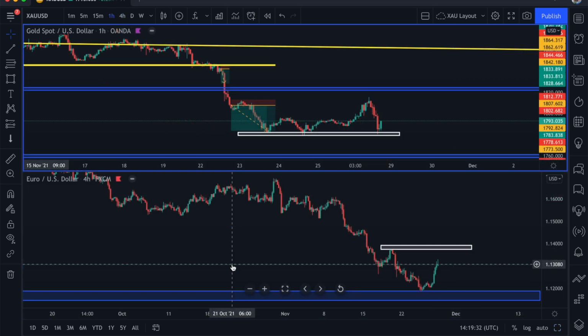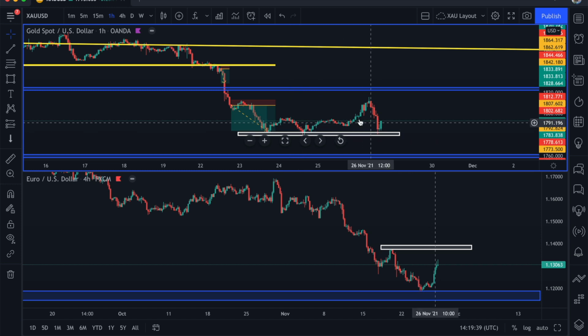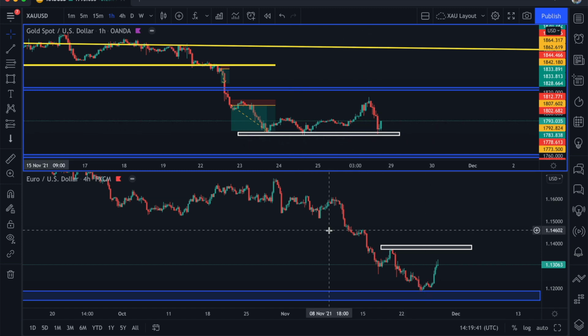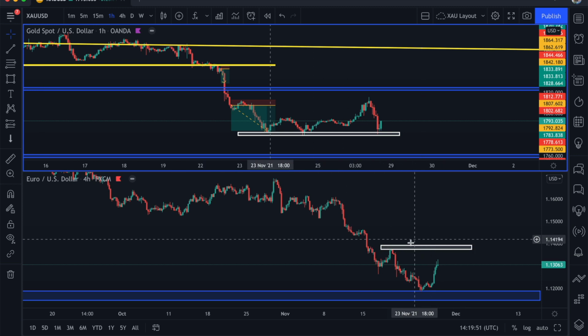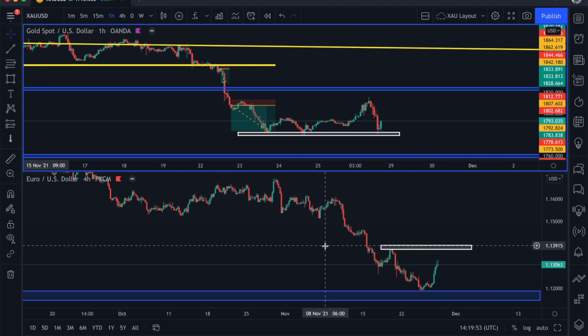So just to summarize my analysis, I am biased to a sell on XAU USD, but we'll need a break below this point here. And then I am biased to a buy on the Euro US dollar. So there is strength in the US dollar, and I believe that's going to continue. Obviously, we just need price to reach certain points in the market in order for me to then go and place a trade. Now, I know I've not really provided much in terms of opportunities, but that's just my bias.